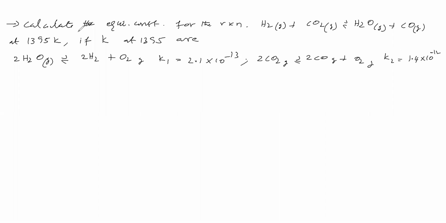Okay. Now, how to find this? How to do this sum? We will see. Here we have to calculate the equilibrium constant for this reaction. For this equation we want to find the equilibrium constant, and for these two equations the equilibrium constant is given. So using these two equations, we have to get to this equation.